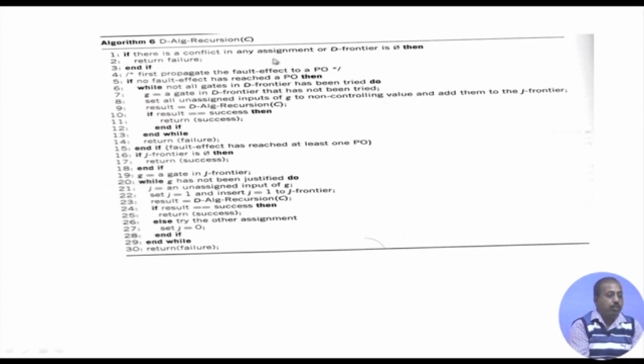Now, if there is a conflict in any assignment, or the D frontier becomes null, in that case it is a failure. If there is any conflicting assignment occurring due to this D frontier progress, or there is no path by which this D can be propagated to the output, the D frontier set is a null set, that means we cannot propagate this fault to some primary output. So, it is a failure case. The second case is that we first propagate the fault effect to a primary output. Some primary outputs are available to which we can propagate the fault.